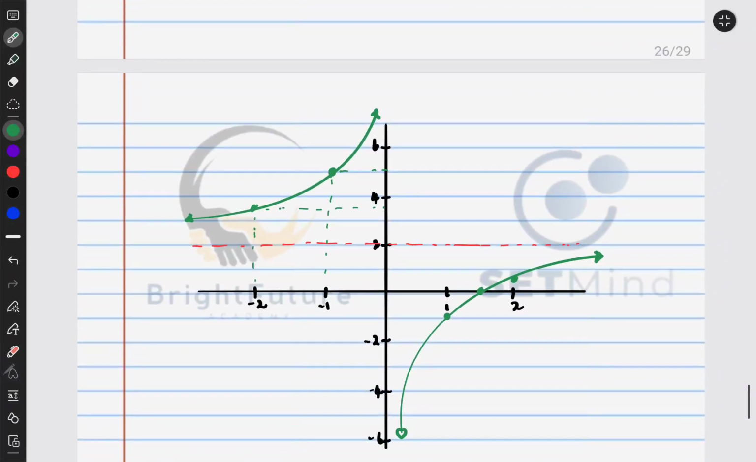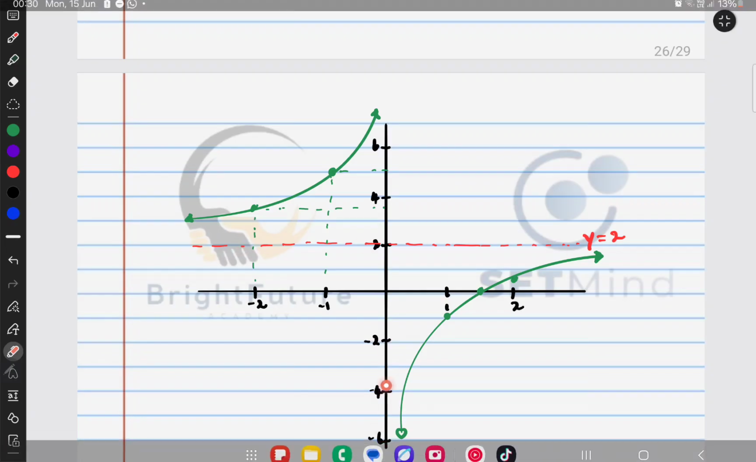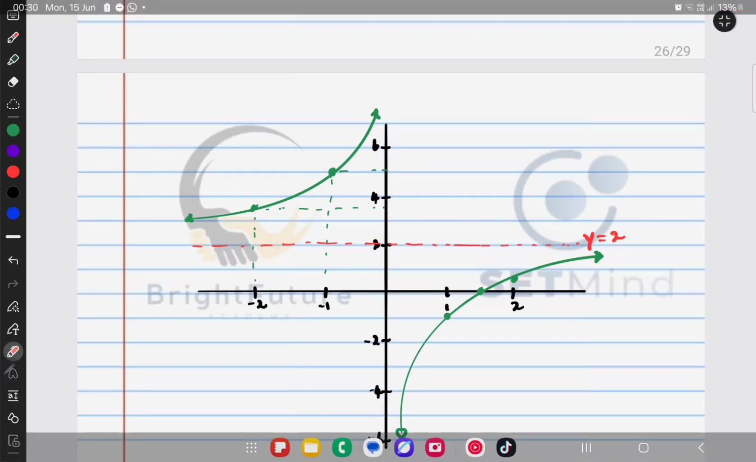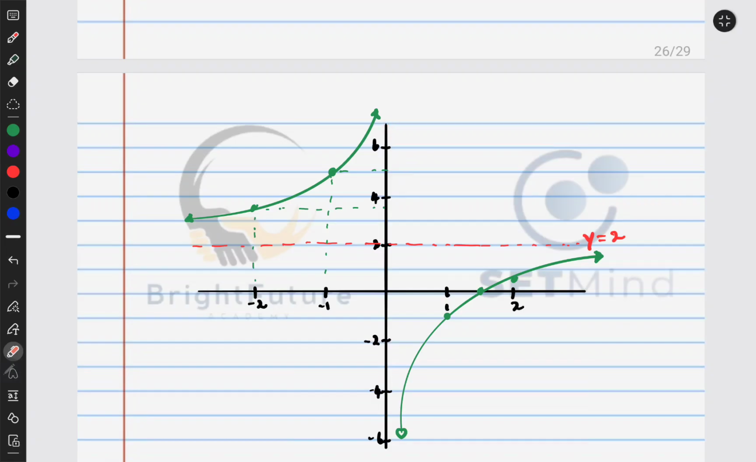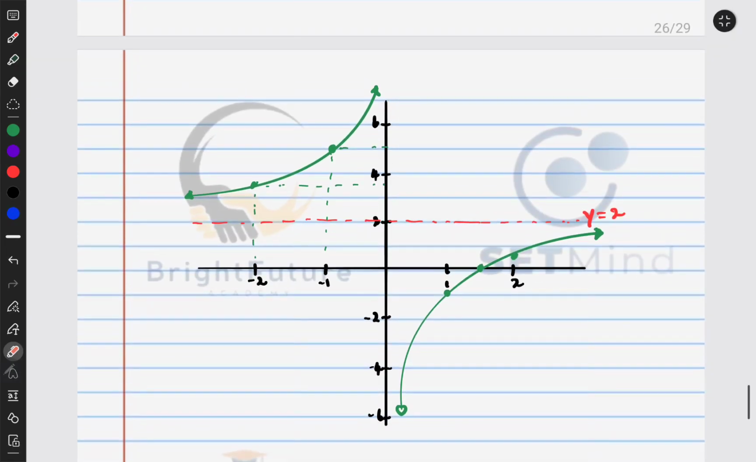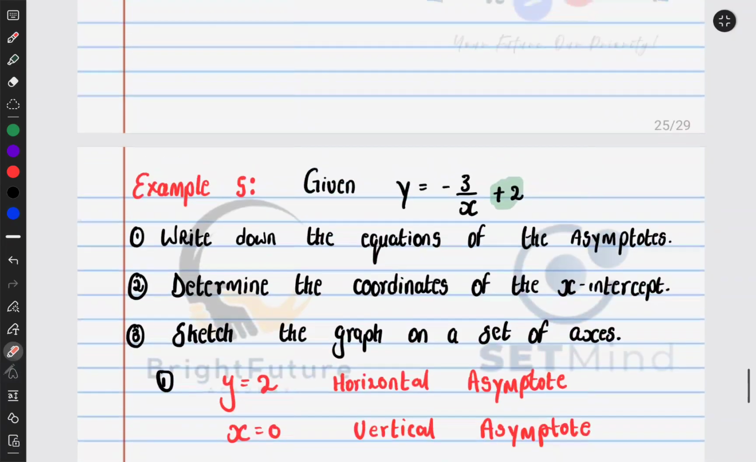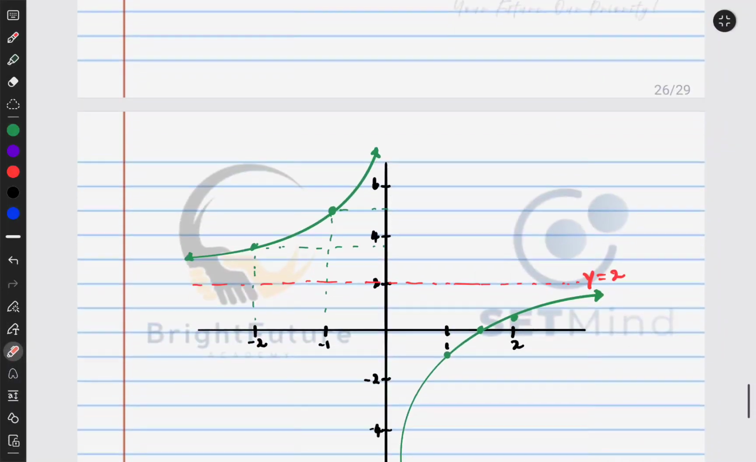Yes, the asymptote is y is equal to 2. Our function will approach that line in both directions, but it will never touch this line, as it is approaching the asymptotes but never touching them. That's how you'll go about answering example number 5.